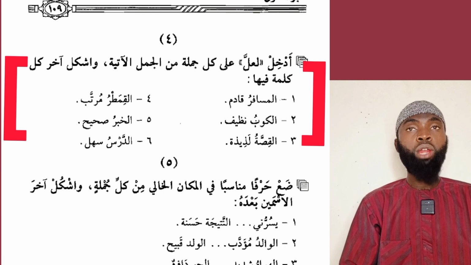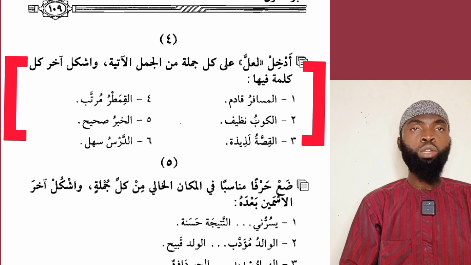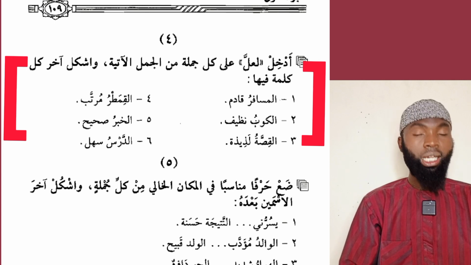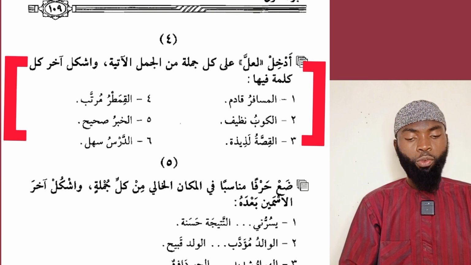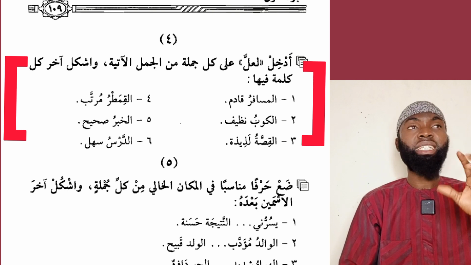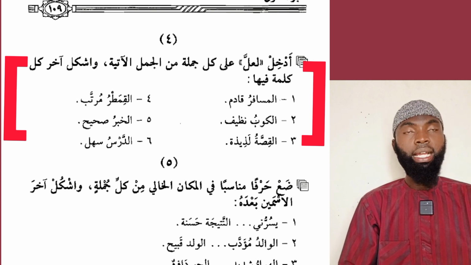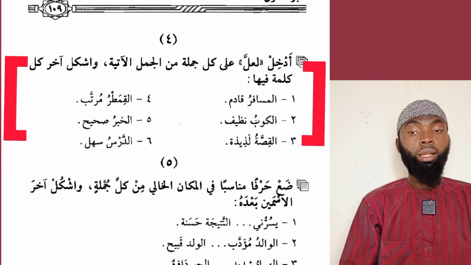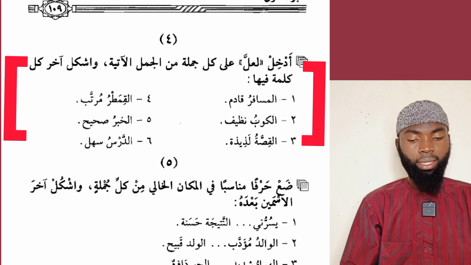Number two, we have al-kubu nadhifun. The cup is clean. We say la'alla al-kuba nadhifun. Hopefully, the cup is clean. Number three, al-qissatu ladhidatun. The story is delicious. The story is what? Interesting. We say la'alla al-qissata ladhidatun. Hopefully, the story is interesting. Number four, we have al-qimtaru murattabun. The satchel is arranged. We say la'alla al-qimtara murattabun. Hopefully the satchel is arranged.